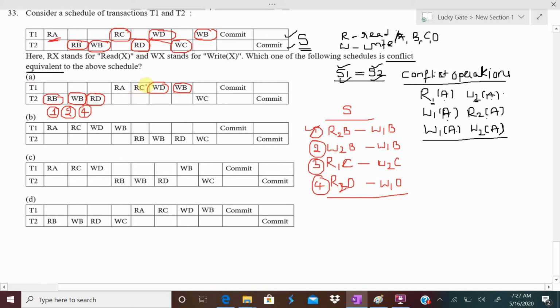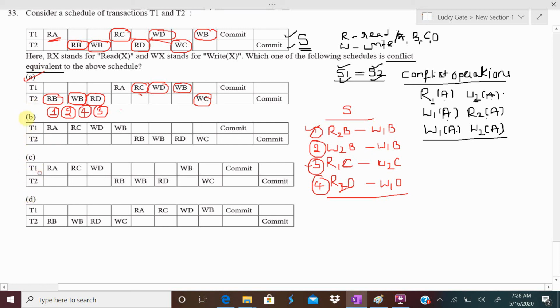And you also check read 1C conflict with write 2C. That is the third conflict, also there in option A. Any more conflicts? No more conflicts. Means all the conflicts of the given schedule are there. So the answer for this question is option A. We also check why option B is wrong, C is wrong, D is wrong.